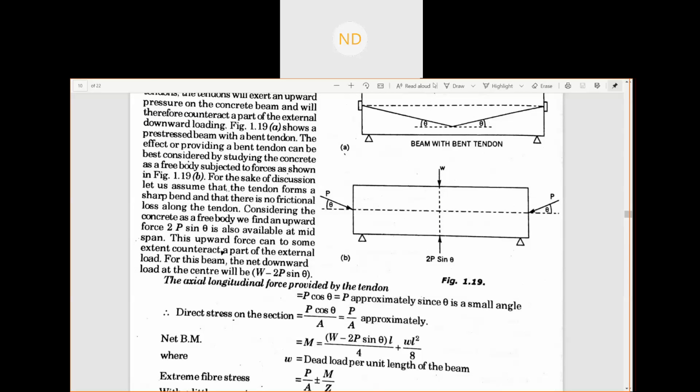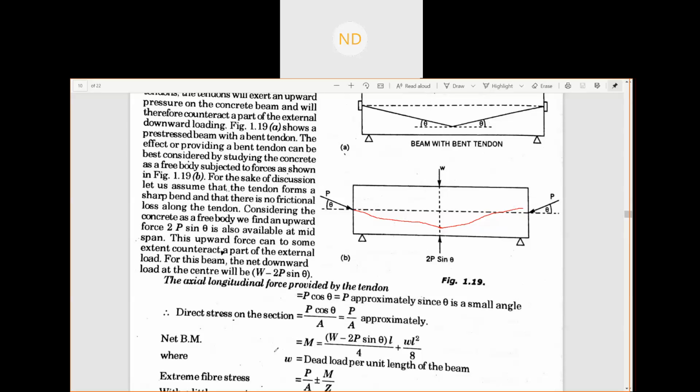See here, this was your bent tendon. The direct stress will now be the pre-stressing force divided by area. It is a uniformly distributed load, a direct load. So that is P cos theta by A, but theta is very, very small, so we can consider it to be P by A.